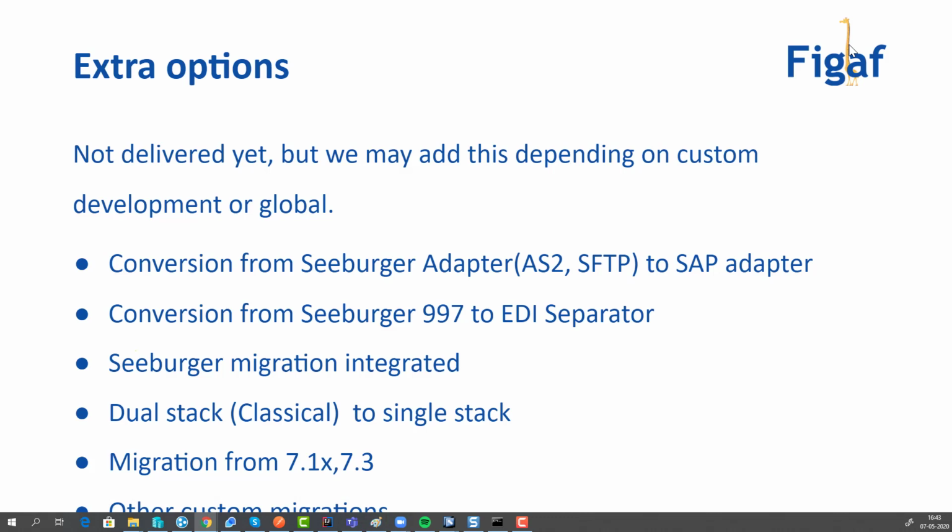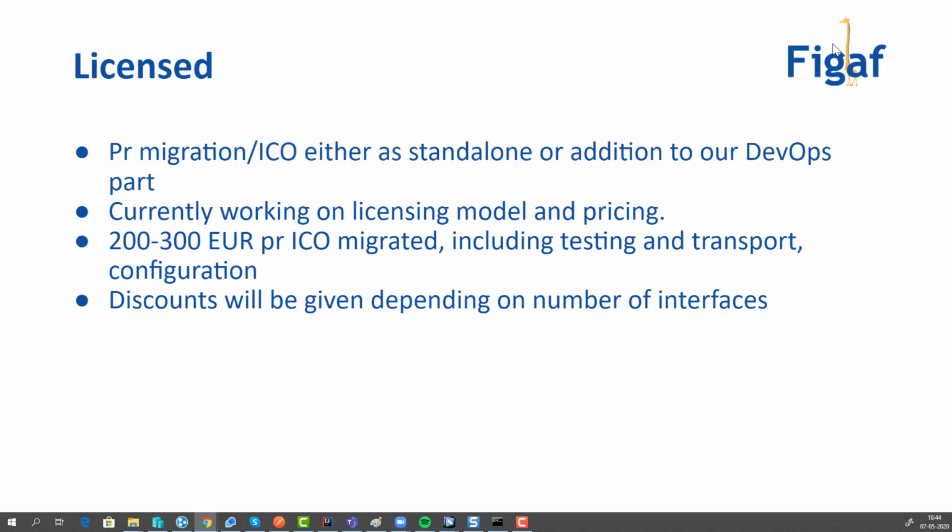Seeburger adapters, Seeburger's 997 to the AI separator. Obviously the Seeburger migration, with maybe not the classical, but there's some other consulting thing we can add to it. So it's licensed per the ICO you're going to use it for, and let's see how many you have, and if there's a lot, we can find a good price that makes this useful for you to simplify your delivery process.